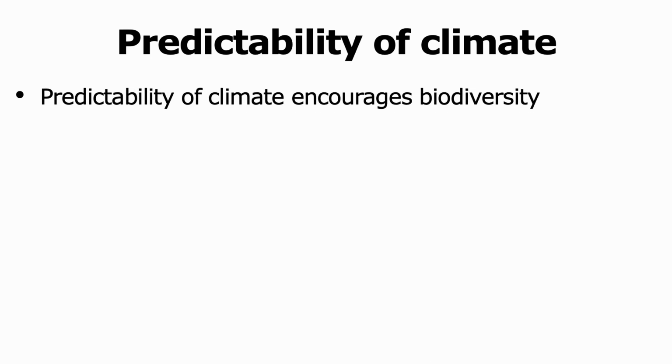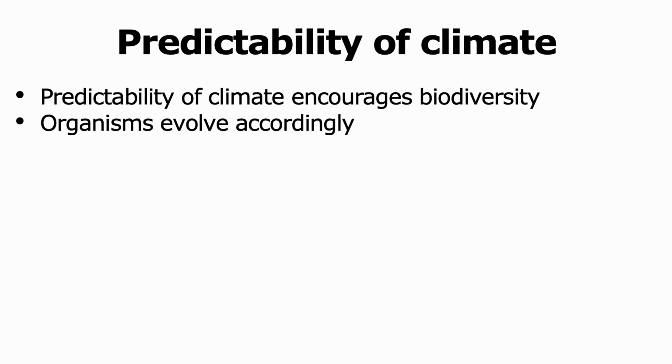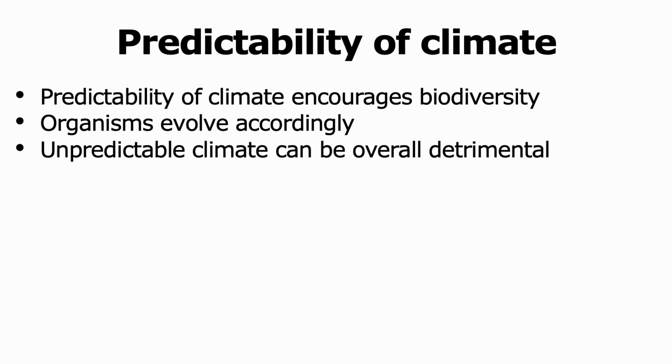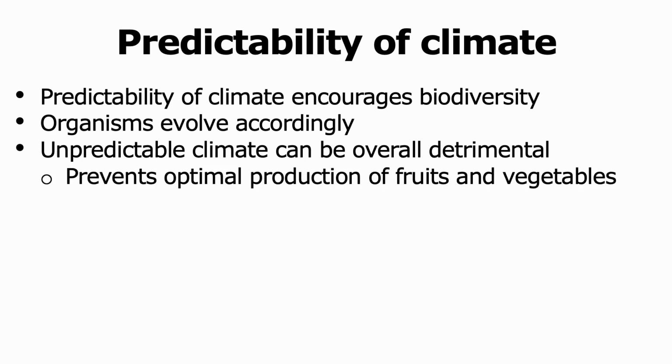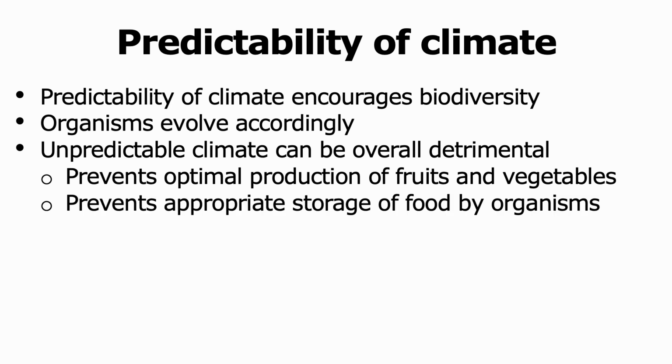While there are many different factors that affect the climate, it tends to be very predictable. Predictability of climate encourages biodiversity. It allows organisms to evolve accordingly. However, when the climate becomes unpredictable, it can be overall detrimental to living organisms. It can prevent the optimal production of fruits and vegetables. It can also prevent the appropriate storage of food by organisms, thereby causing them to starve. It can also change reproductive patterns. Hence, it is really important for climate to be more predictable.